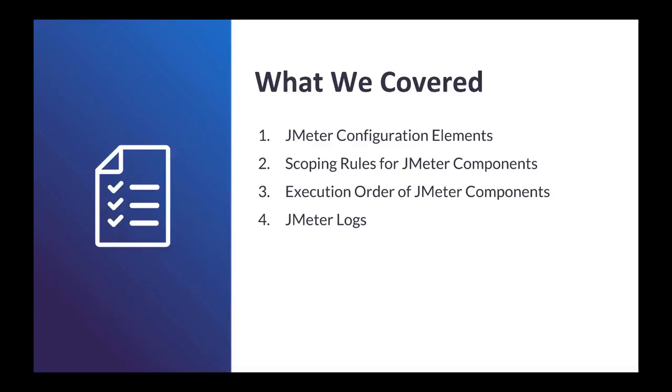Okay, well that wraps it up for this session. Just to recap what we did, we talked about JMeter configuration elements. We then moved on to really understanding how JMeter parses and pieces together and flows through a test plan, and that's where we talked about scoping rules and execution order. And those are super important concepts. Once you have those grasped, you have a lot of power at your hands. Without understanding those, you may see mysterious behavior you don't really understand. And then finally, JMeter logs, which is a way to keep tabs on what's going on and a place that you can write output to if you want to do some debugging that way.